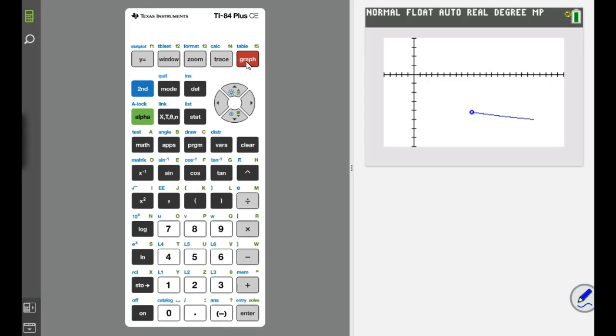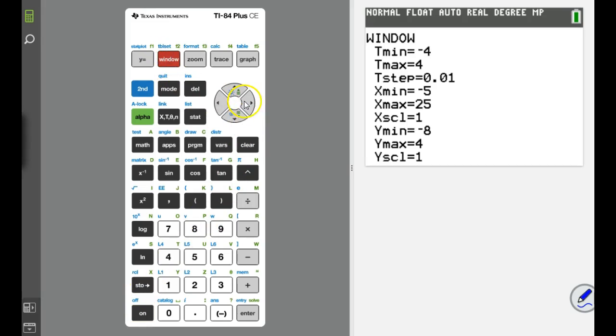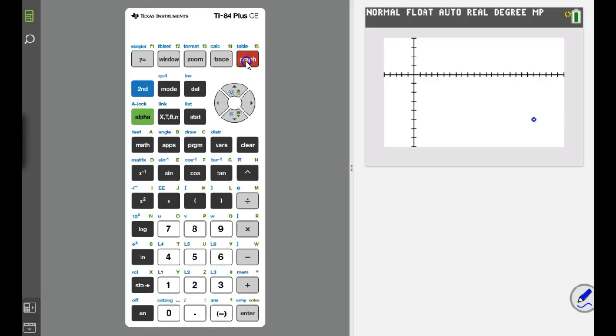Does everybody, you can hit on at any time, guys. This is a huge issue that students don't know. You can hit on at any time to tell your calculator to stop. When it's stuck and it seems like it won't do something, just hit on. Okay, so can we all agree that 0.1 is what we're going to leave for the T-step? Yeah. Okay. All right.